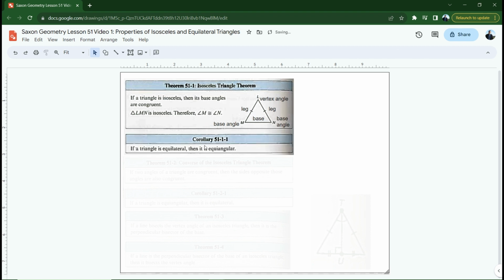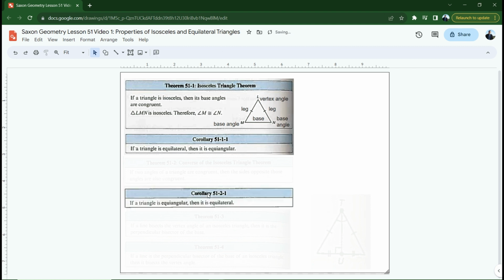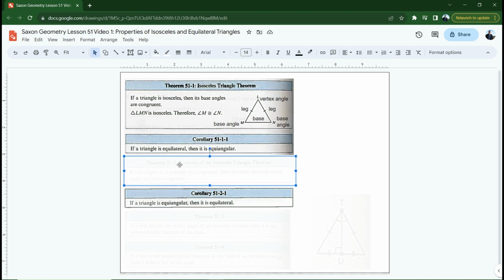A corollary: if a triangle is equilateral, then all of its angles are congruent. If it's equilateral, then it's equiangular. And the converse of that statement is true as well. If a triangle is equiangular, that means it has to have 60-degree angles at each angle, according to the triangle angle theorem. There has to be 180 degrees in a triangle, and the only way to get that with all three angles congruent is to have each angle 60 degrees. So if a triangle is equiangular, then it has to be equilateral as well.